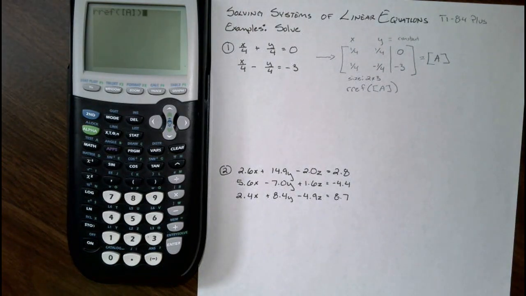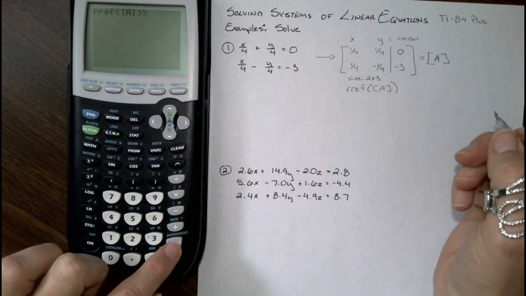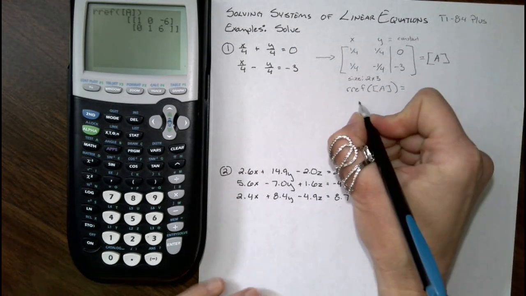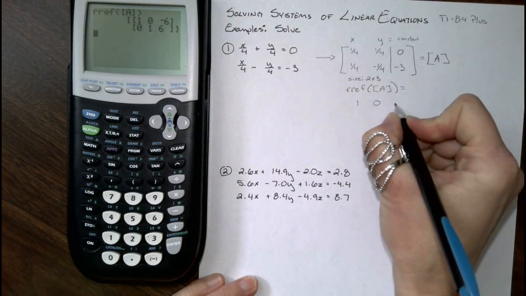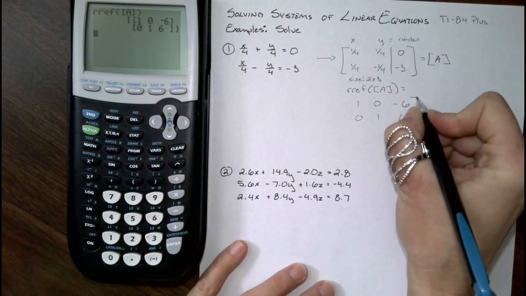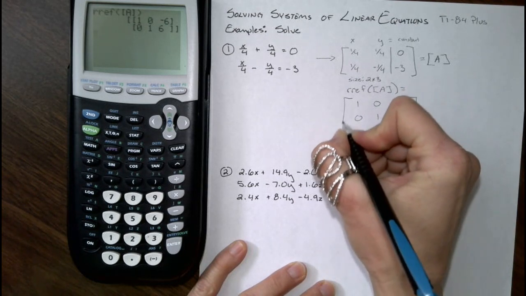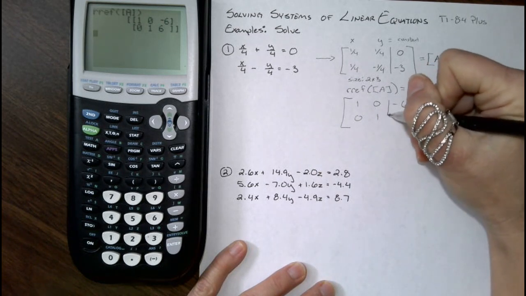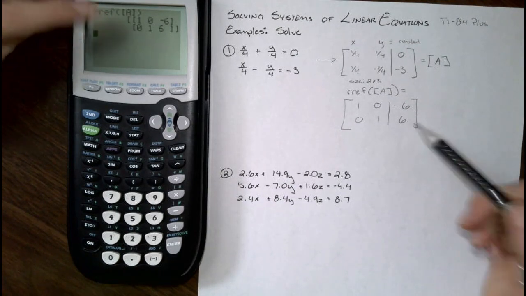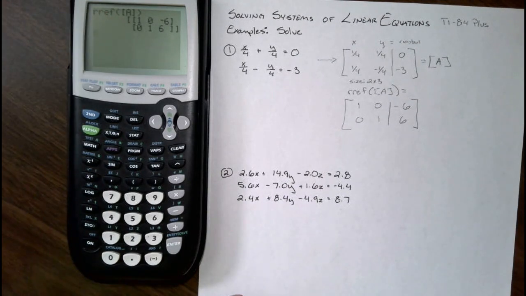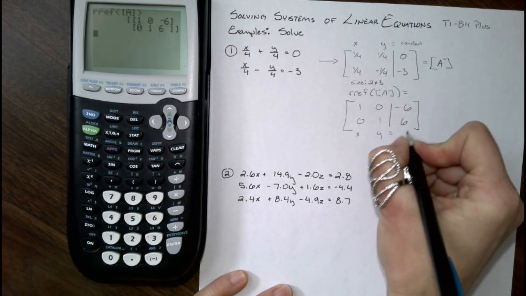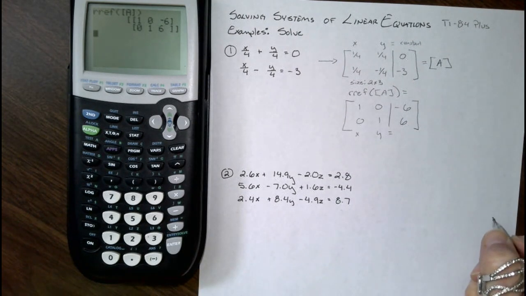Once we have that, we enter, and it shows that we get the matrix 1, 0, negative 6, 0, 1, 6. Because I know this came from an augmented matrix, I will write it again as an augmented matrix. All I did is record these values here. As a reminder, this is the X column, the Y column, the equal sign, and then of course the constants there at the end.